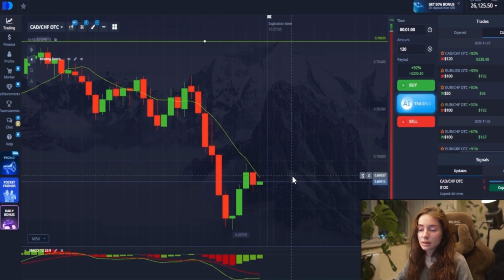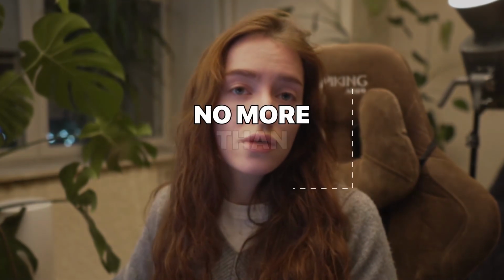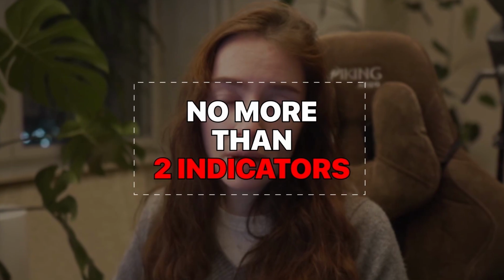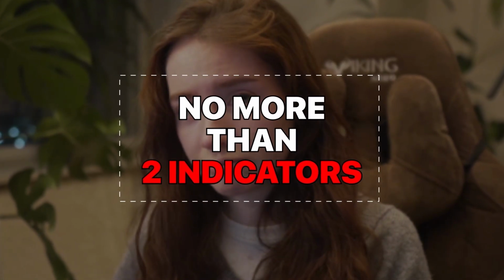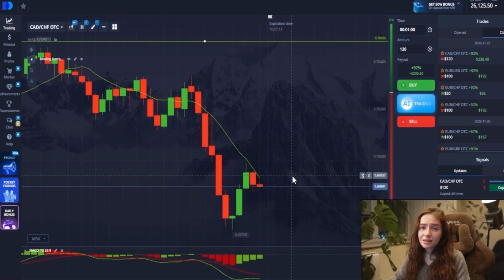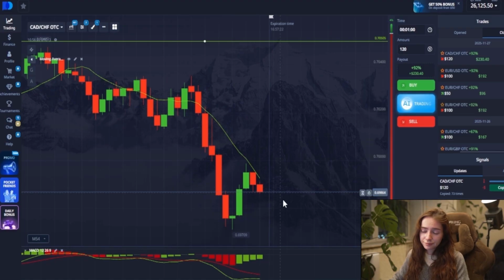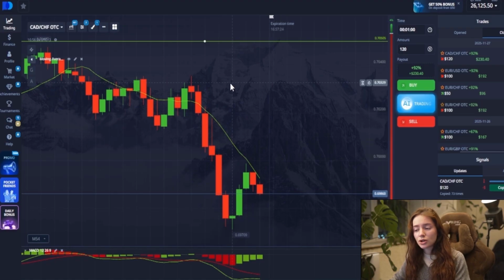Everything works as a system. You should use no more than 2 indicators, so as not to get confused. If you load 10 indicators onto the chart, that still doesn't guarantee you'll make money, because the picture needs to be clear. An indicator is just a supporting tool.